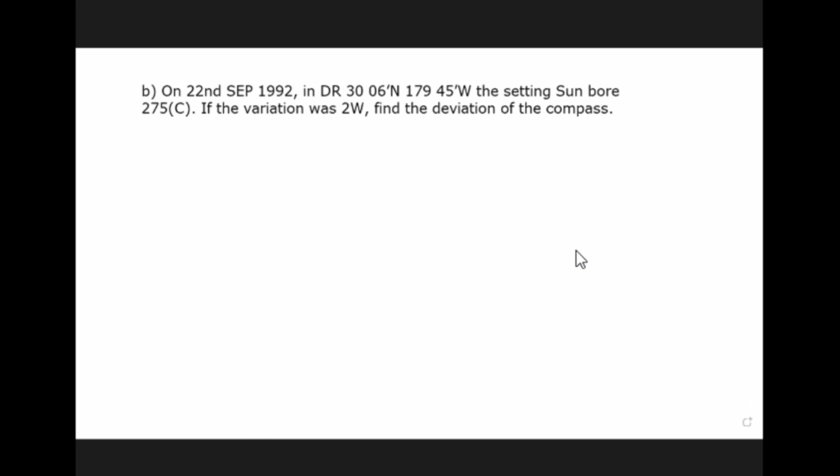Where did the almanac go? It was open. One minute, let me open up the video. Almanac open. Now share the almanac. Okay, now you can see the almanac. Go to 22nd September.